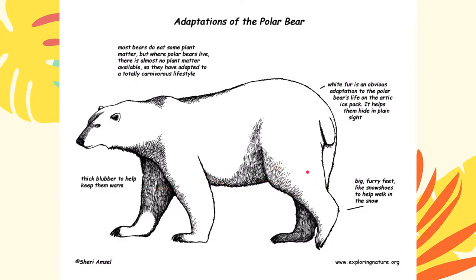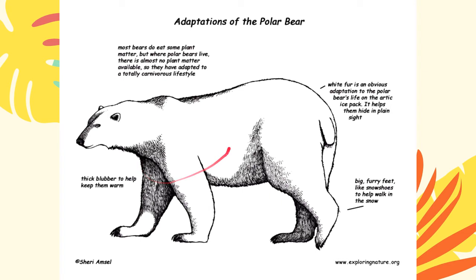Now let's look at some examples of adaptations of organisms. These are the adaptations of a polar bear. Most bears eat some plant matter, but where polar bears live, in the cold regions, there is almost no plant. So they have adapted to have a carnivorous lifestyle. Instead of being plant eaters, they have adapted to consume meat as part of their diet.